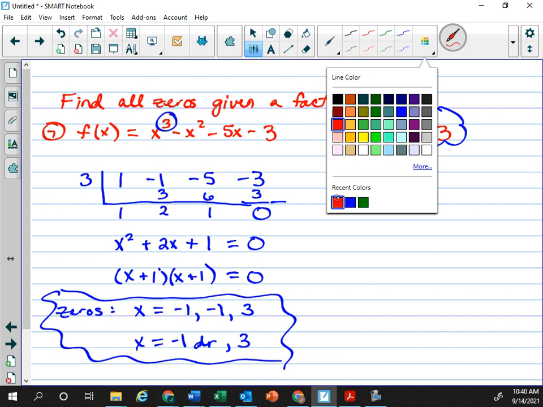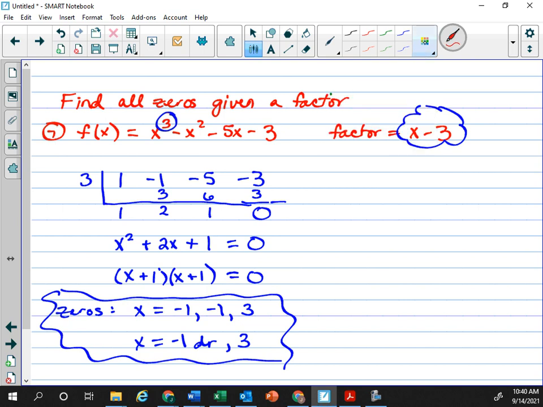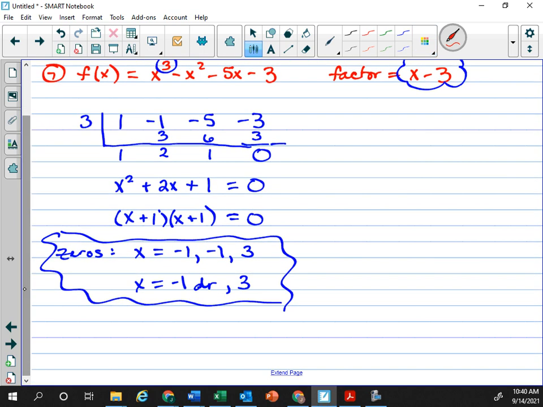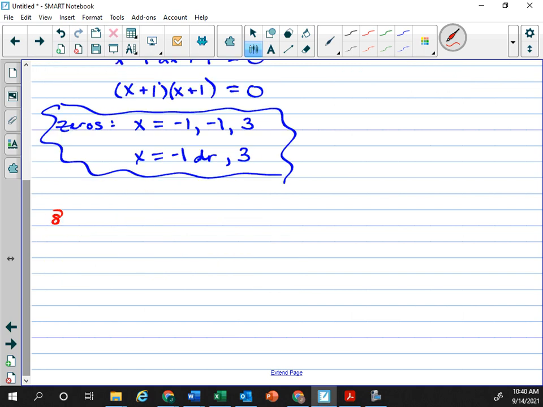Okay, let's try another one of those. Let's do same thing. So you're given f of x is x cubed minus 4x squared minus 3x plus 18, and your given factor is x minus 3. Apparently I like 3's today. So try that one. Find all the zeros for me.